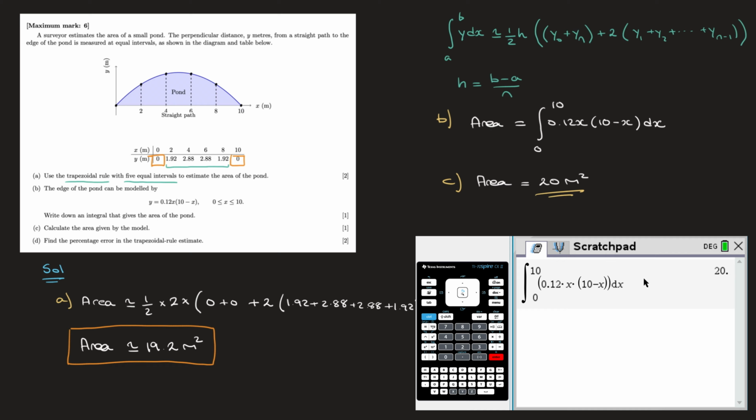And in an exam, we could be specific and write in parentheses using our calculator, and we can just write using GDC for Graphical Display Calculator.